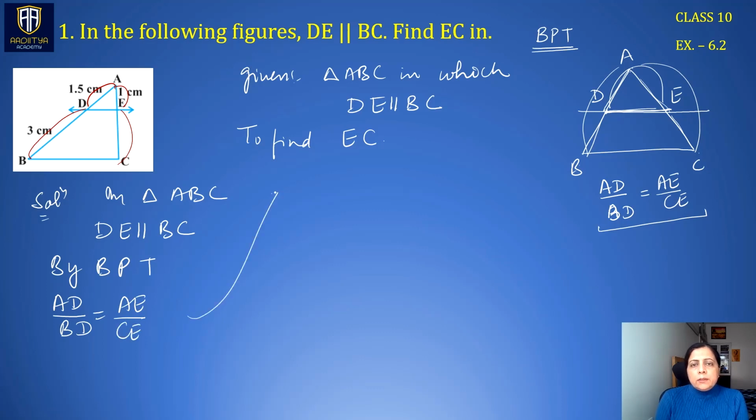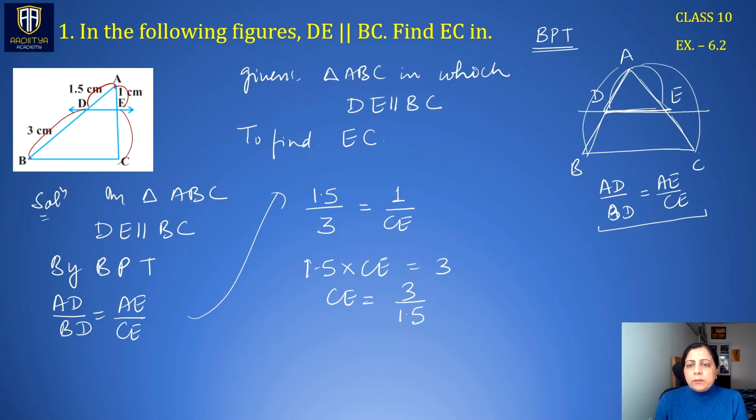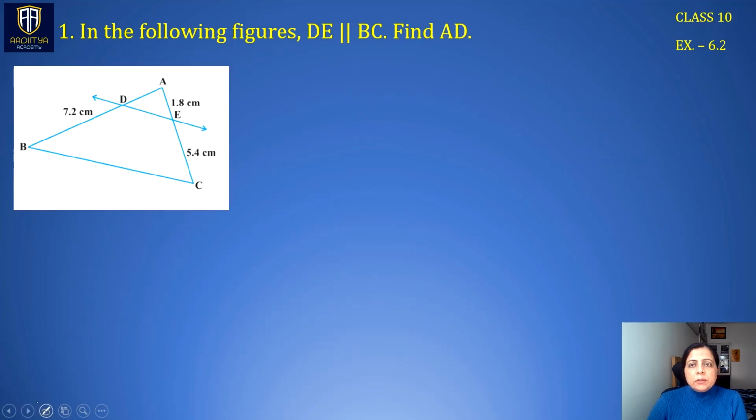So AD upon BD is equal to AE upon CE. What is AD? The value of AD is given as 1.5 centimeter. BD is 3 centimeter. AE is 1 and CE we have to find. So this is very simple. 1.5 times CE is equal to 3 times 1, which is 3. So the value of CE is 3 divided by 1.5. So CE becomes 2 centimeters. Right? This is a basic application of BPT.